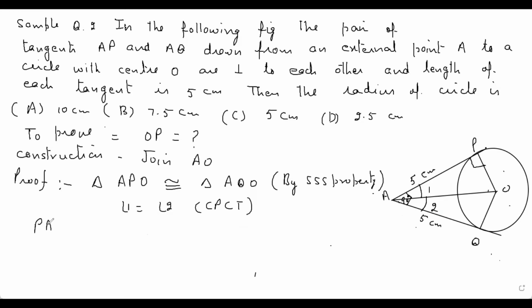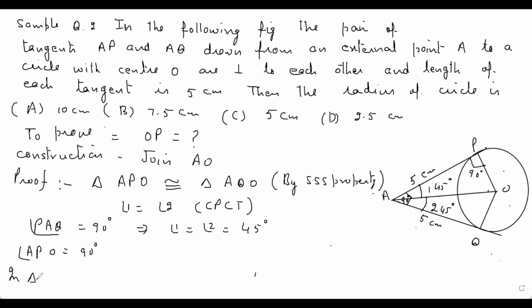PAQ is equal to 90 degree. This is given. So it implies angle 1 is equal to angle 2. Both are equal to 45 degree. So the angle 1 is 45 degree, angle 2 is 45 degree. Now APO, this is 90 degree. Why? Radius is perpendicular to the tangent at the point of contact.